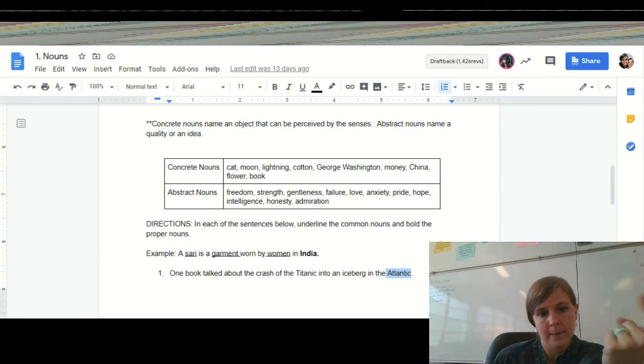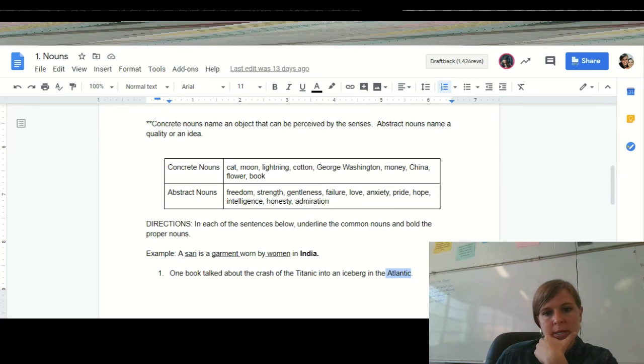You can see a cat, you can see a moon, you can see lightning, you can feel cotton, you can see George Washington even though he is no longer living, you can hear about him, you can see him. Any kind of person is always a concrete noun. It's physical. I like to think of concrete nouns as physical. So those are concrete nouns right there.